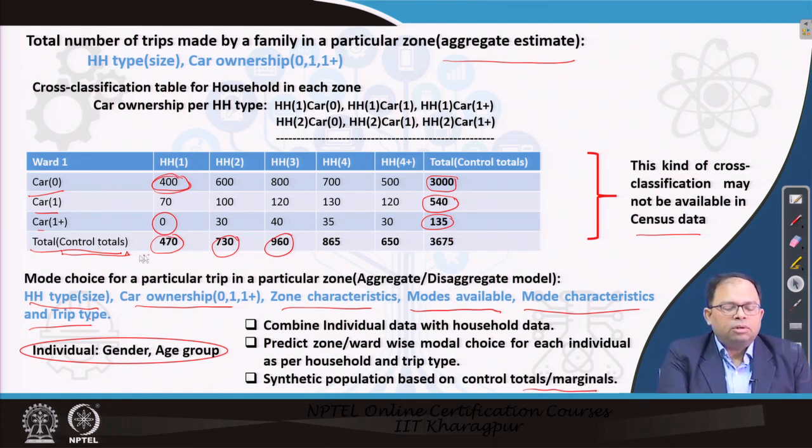We can call them control totals, we can also call them marginals. Based on these values, which are available in census, we need to create a synthetic population which would have this detailed data, like gender, age group, household type, car ownership and so on, using which we can develop a mode choice model, or a relocation model, or any model for that matter, and that would help us conduct the entire simulation for this urban area. That is why we can call it a micro simulation.